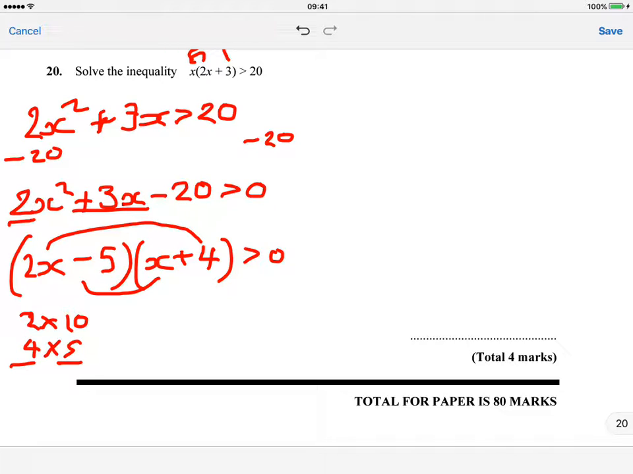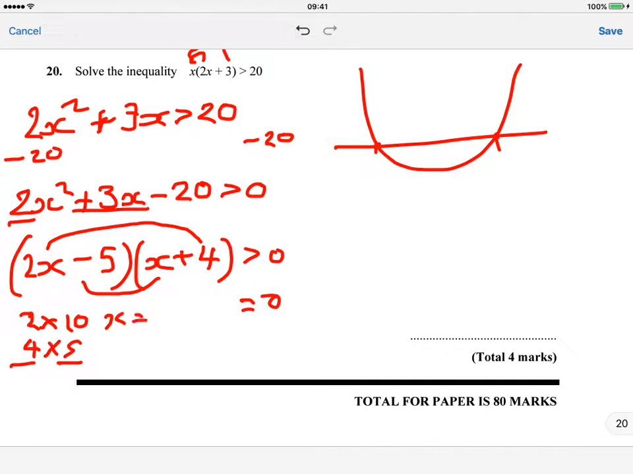So I've almost solved this inequality, but we need to sketch it. So we've definitely got a quadratic curve that looks like this because we've got a positive x squared coefficient, and we know that the roots are going to be the solutions to these two brackets. So if we imagine that those brackets were equal to 0 here, we would say that x is equal to 5 over 2, or x is equal to negative 4. So they would be our roots on the quadratic there.